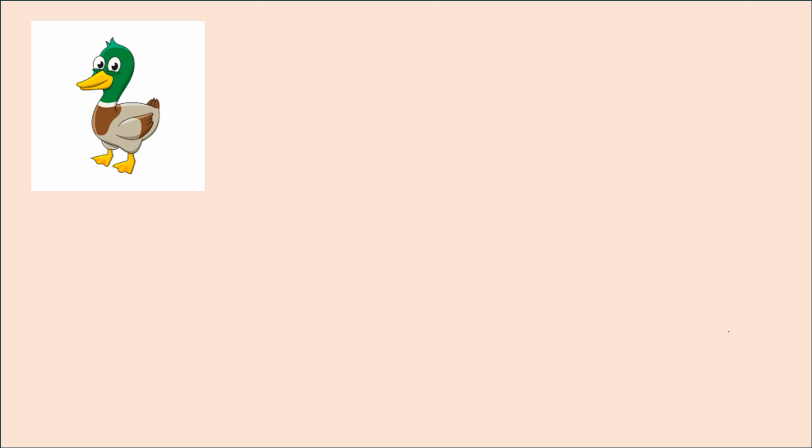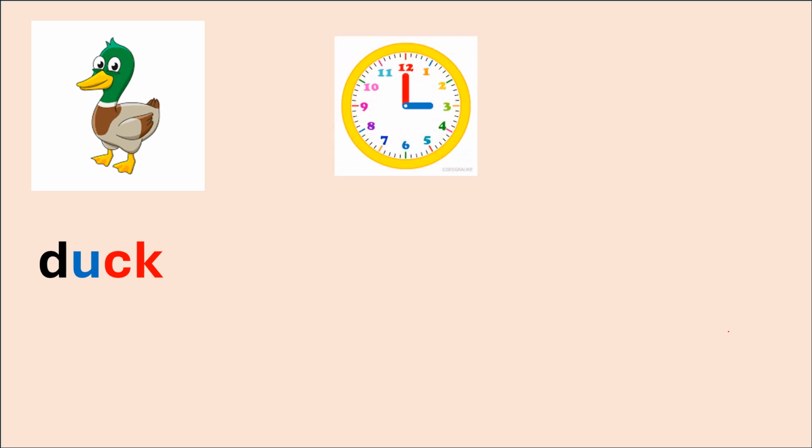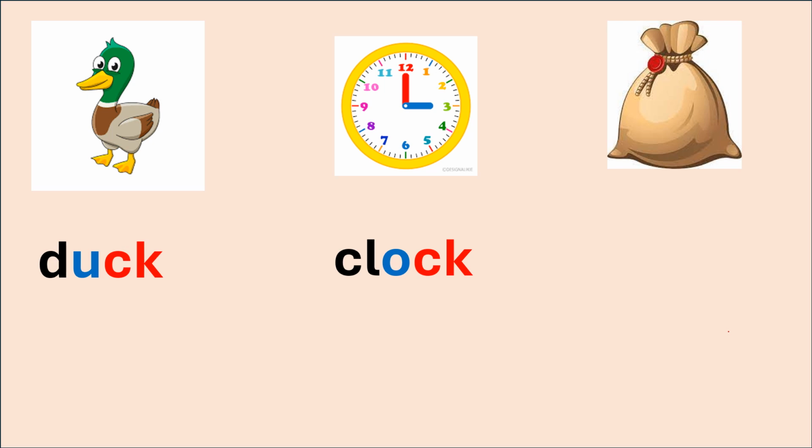So here we have the picture of a duck. And this is how we spell duck: D-U-C-K, duck. Here we have a clock, C-L-O-C-K, clock. A sack, S-A-C-K, sack. All of these words end with k, but as you notice, we put C-K.